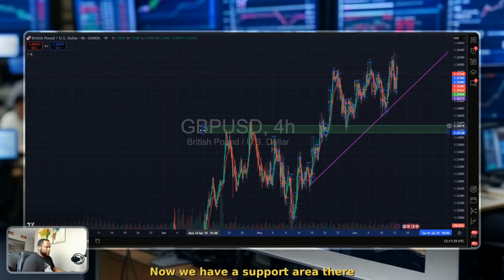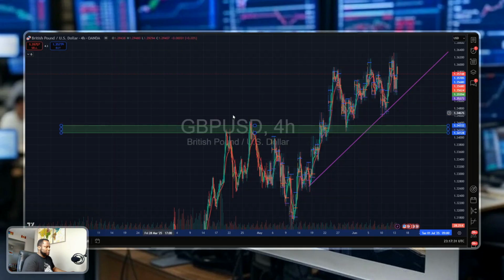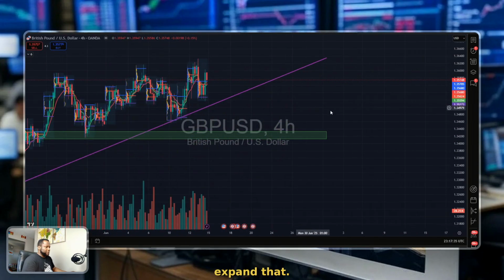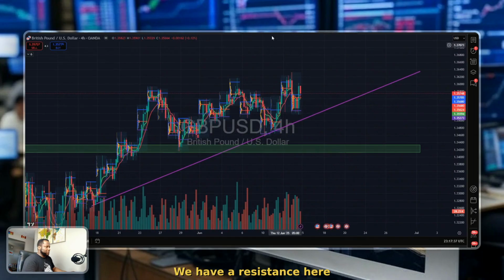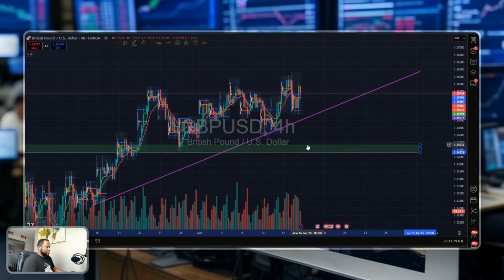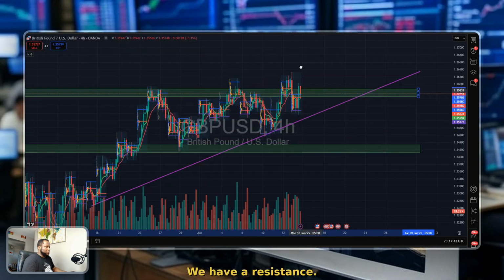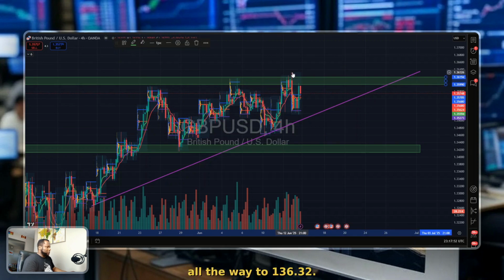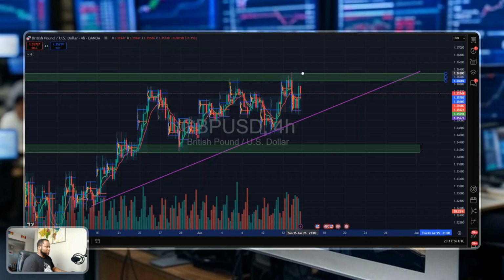Now we have a support area there on the 4 hour, and expand that. We have a resistance here. I'll bring it towards this candle here. We got a resistance here at 136.09 all the way to 136.32. So you can still carry that all the way up there if you want to.